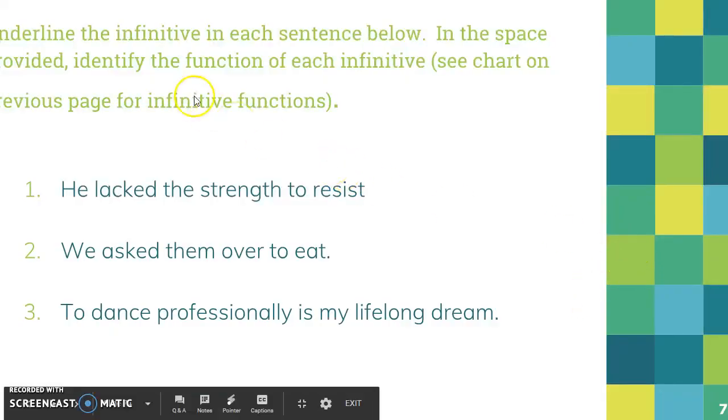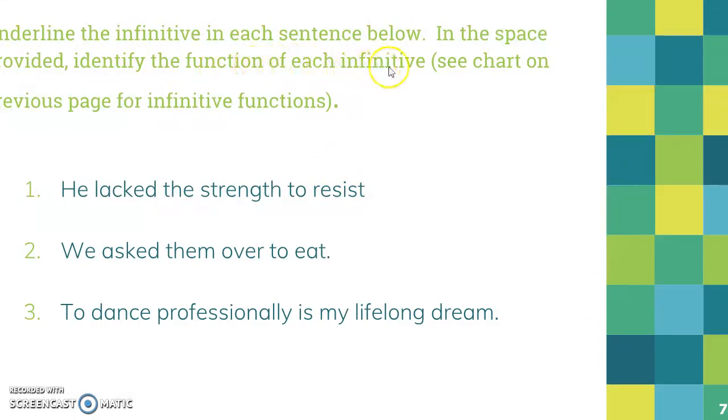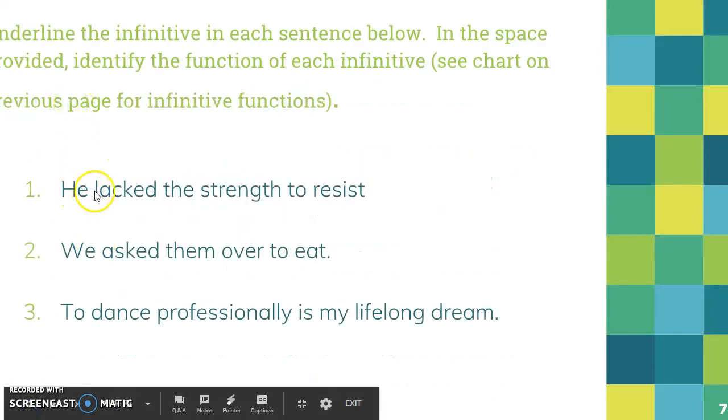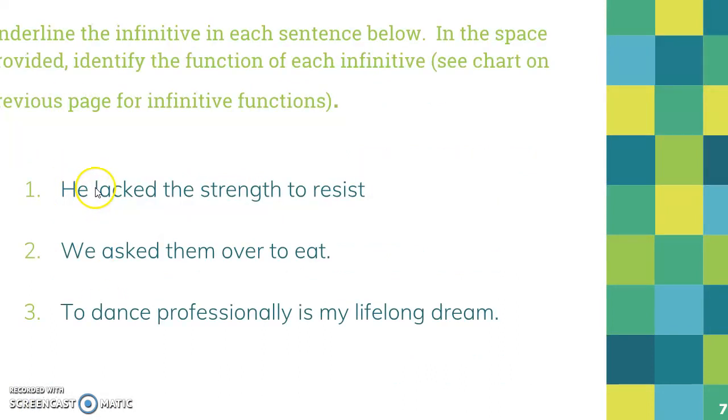Okay, so it's your turn. Underline the infinitive in the sentence below. In the space provided, identify the function of the infinitive. So if you're identifying the function, okay, so we're identifying what's going on here. So I don't see any prepositional phrases because I know that this isn't one because it has to plus a verb. So that means it can't be a prepositional phrase. Do I have any adjectives or adverbs? Well, I think I might, because this seems to be describing strength.